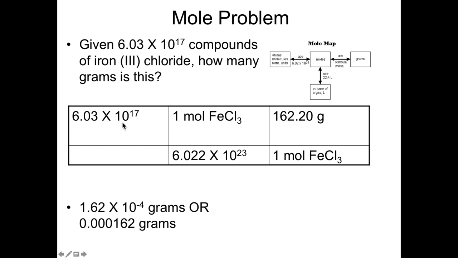So 6.03 times 10 to the 17th times 162.20 divided by 6.022 times 10 to the 23rd, and that'll get you 0.000162 grams.